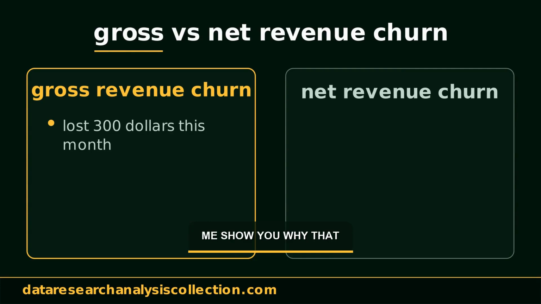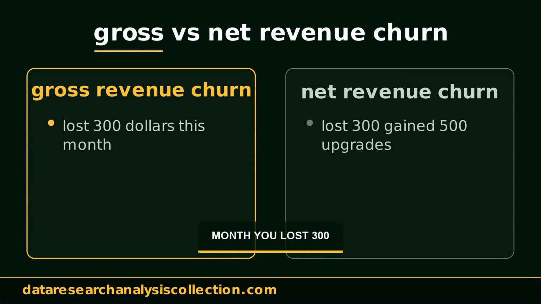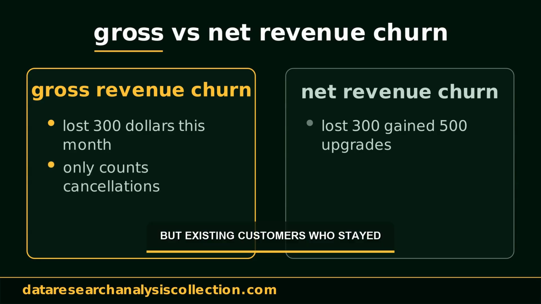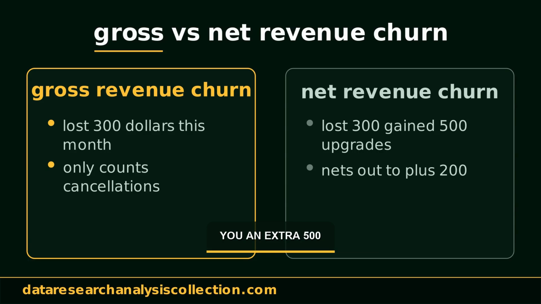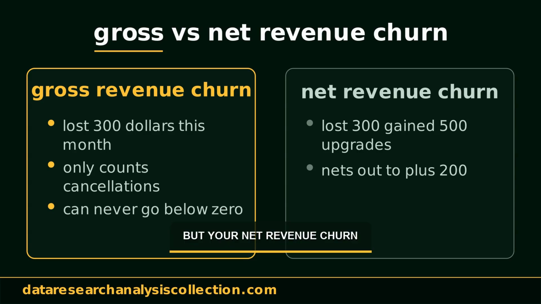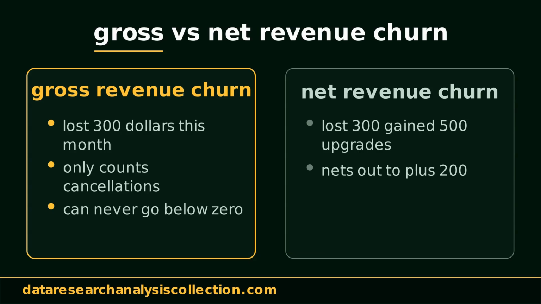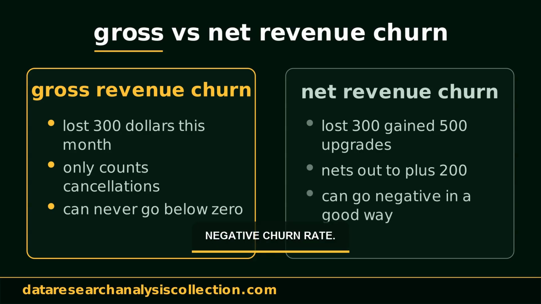Let me show you why that matters. Say in a month, you lost $300 from customers who left, but existing customers who stayed upgraded their plans and gave you an extra $500. Your gross revenue churn still shows the $300 you lost, but your net revenue churn is a gain of $200, which shows up as a negative churn rate.